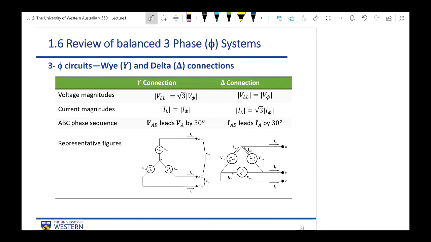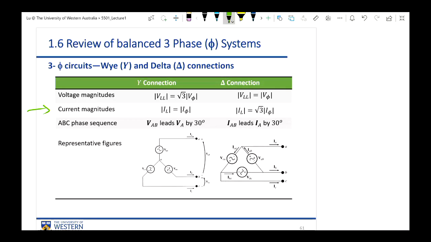And in this page, we summarize all the details in one single table. I think the easy one is the current one. Okay, so if you have a Y connection pattern, the line current and phase current should be the same. If you have a delta pattern, the line current will be square root of 3 times stronger than the magnitude of the phase current. So this is for current.